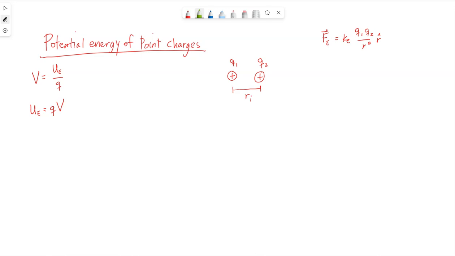Let's talk about the work done on Q2 because of this electric force that it experiences. Now, yes, Q1 is also experiencing an electric force, but we can only talk about one of them at a time. So that electric force is going to make it so that eventually Q2 is at some farther distance away. And it wouldn't stop there, of course. It would keep moving because it's still repelled. I'm going to call this an R final. And it's still, of course, experiencing electric force. This electric force is just weaker because this charge is farther away.